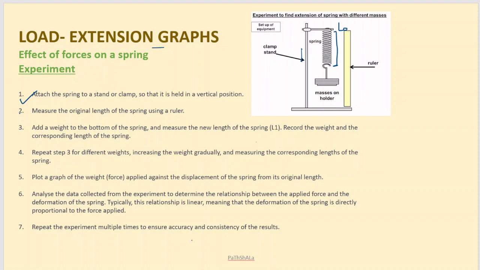Then I will measure the original length of the spring. Let's say this is L0, and make sure that you always take the length of the coiled part of the spring. Only the length of the coiled part. Do not take the length of the hook or anything else, just the coiled part. Then we will add a weight to the bottom of the spring and measure the new length.